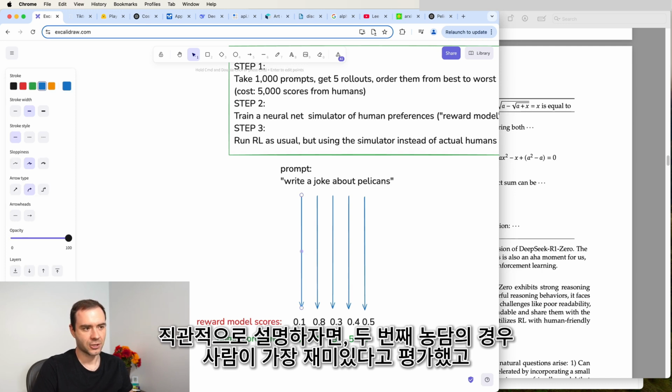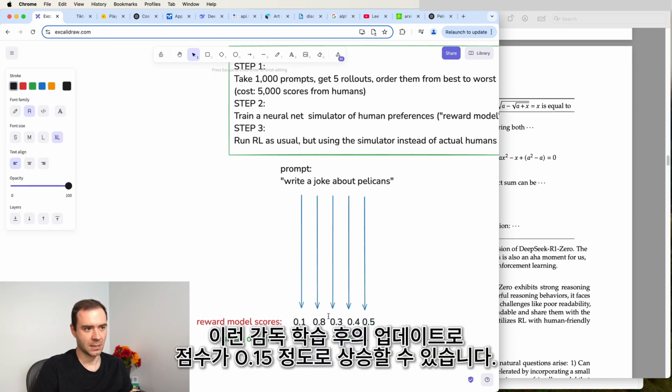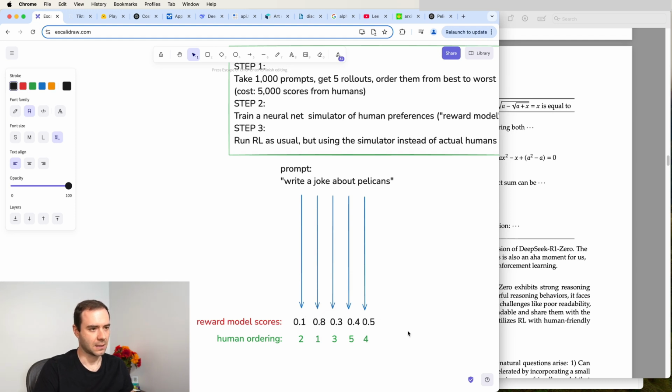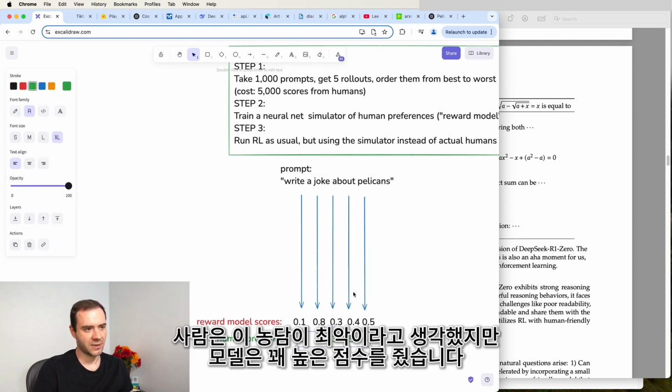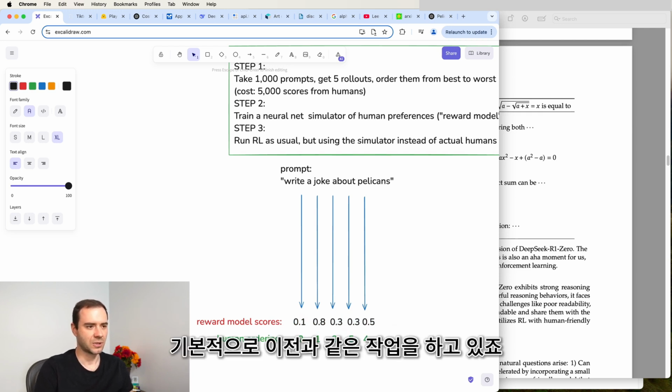For this one here, they're actually in massive disagreement, because the human thought that this was number 2, but here the score is only 0.1. So this score needs to be much higher. After an update on top of this kind of supervision, this might grow a lot more, like maybe 0.15 or something like that. And then here, the human thought that this one was the worst joke, but the model actually gave it a fairly high number. So you might expect that after the update, this would come down to maybe 3.5 or something like that.